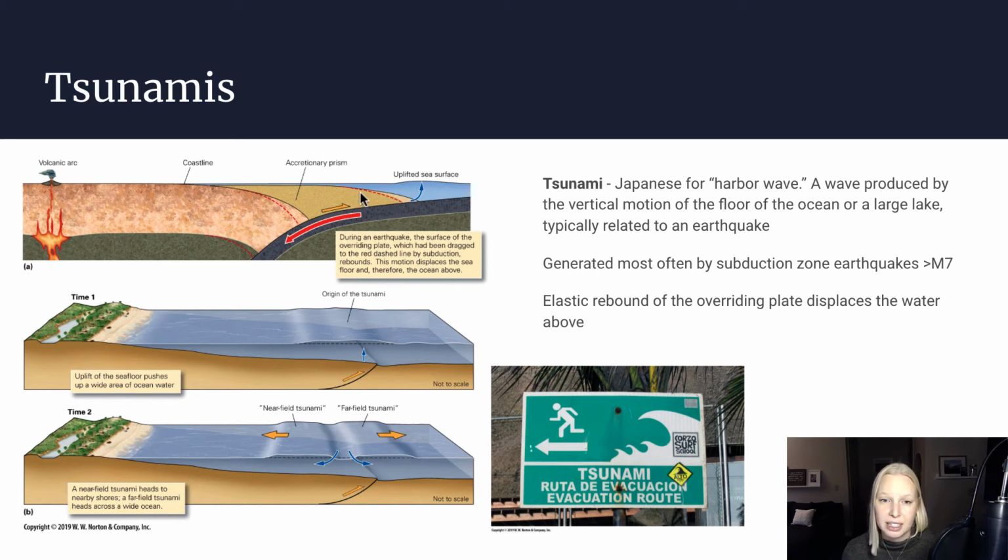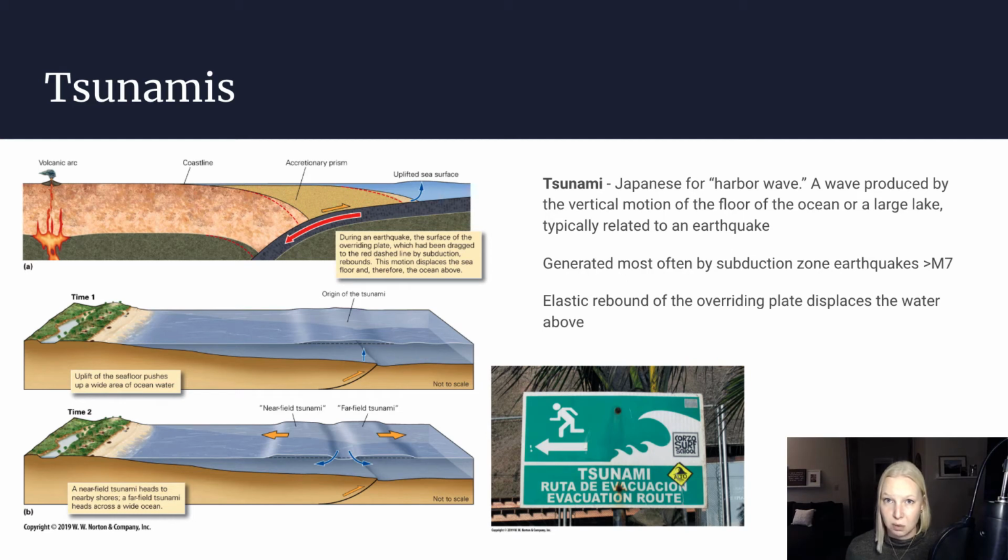So this part of the accretionary prism gets sort of pushed down and down and down along with the oceanic plate. And then when the earthquake ruptures, it bounces back and lifts up the ocean water above it. And that's what's causing this large wave to form.